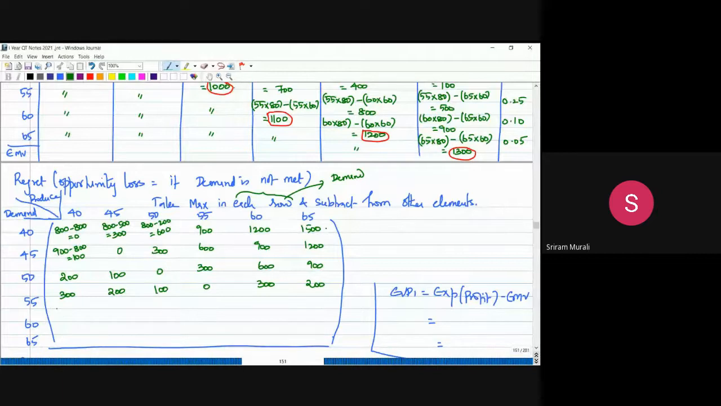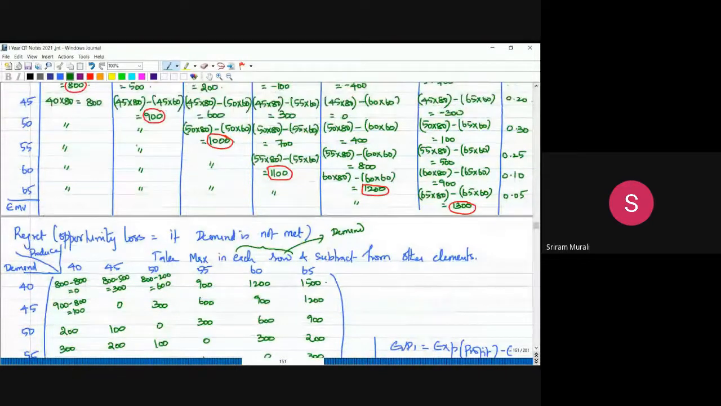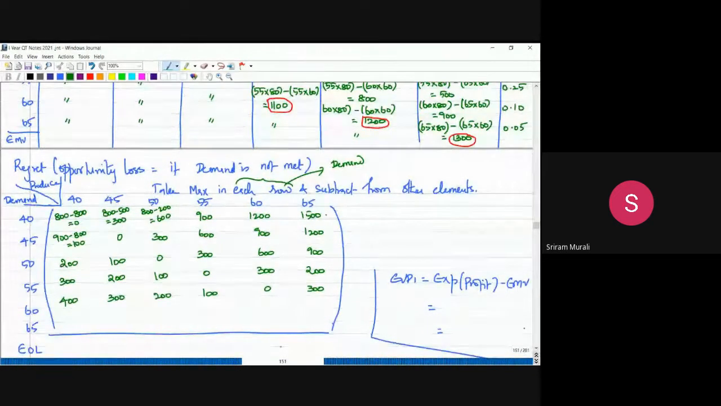What about the next case? 1200 is the maximum. Therefore, this will be 400. It is 300, 200, then 100, 0, 300. Do you able to understand how I do? Take a maximum element in each row. This is 800, this is 900. So subtract that value from this element. Last one will be 500, 400, 300, then 200, 100, then 0.